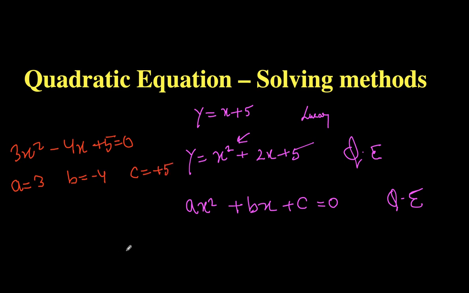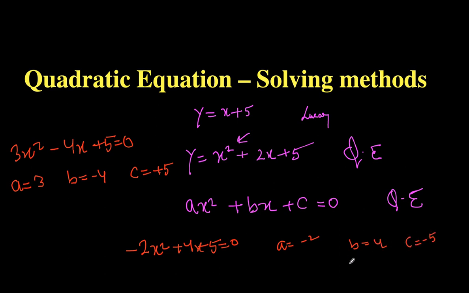So let's take another example. If you have an equation like minus 2x square plus 4x minus 5 is equal to 0, here a is minus 2, b is 4, and c is minus 5.